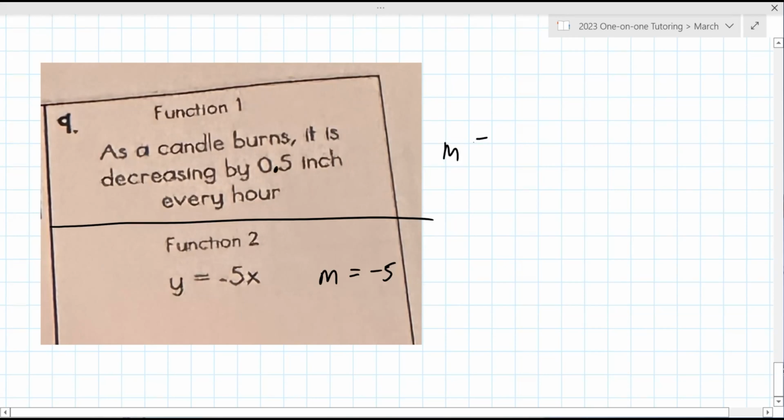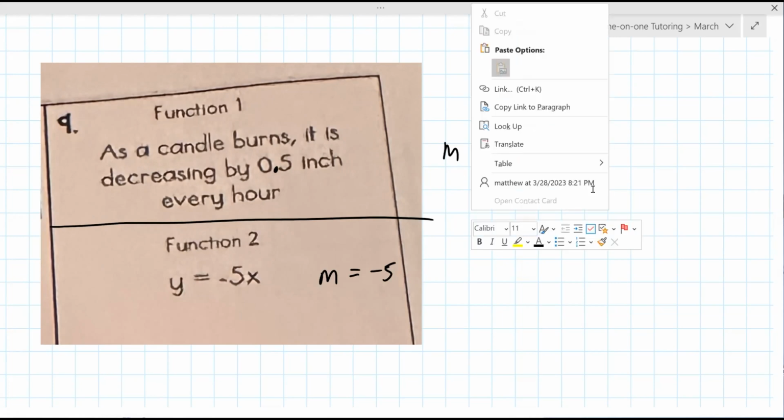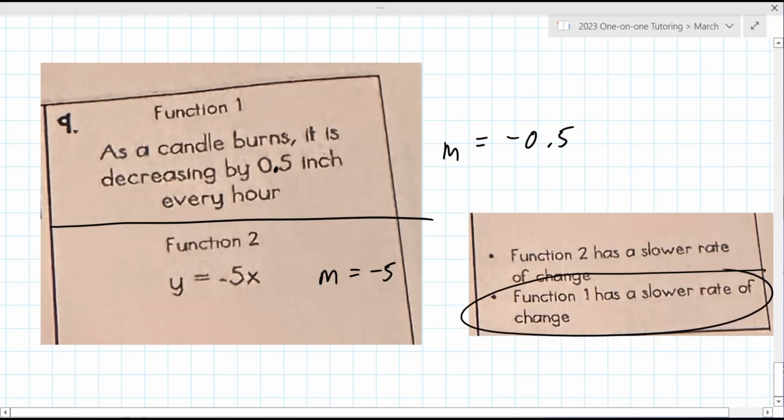What is the slope of 1? -0.5. Perfect. So you have to interpret that decreasing means the negative. And so they're both going down. Which is going down by more? Function 2. So the one with a slower rate of change is the one that's going down by less, which is function 1. It's a little weird because they're negative, but the one that's more negative is going down faster. Is that okay? Yeah. All right.